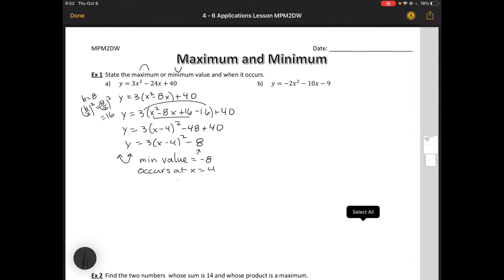My next parabola, I'm going to do the same thing. You should notice that we've got a negative sign here. So you should be expecting a maximum at the end, which is important in revenue modeling. So we're going to factor out our minus 2. We've got x squared plus 5x minus 9. I'm going to identify my b value, divide by 2, and square.